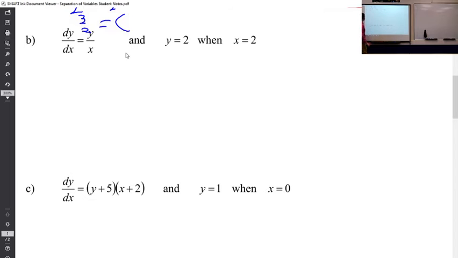dy/dx equals y over x. I'm going to do this one really quickly because it's an easy problem. First off, I want to separate out the variables. I want to get everything with y on one side and everything with x on the other. So that's going to require dividing by y. So I get dy over y on the left, and then multiplying by dx, I get dx over x on the right.